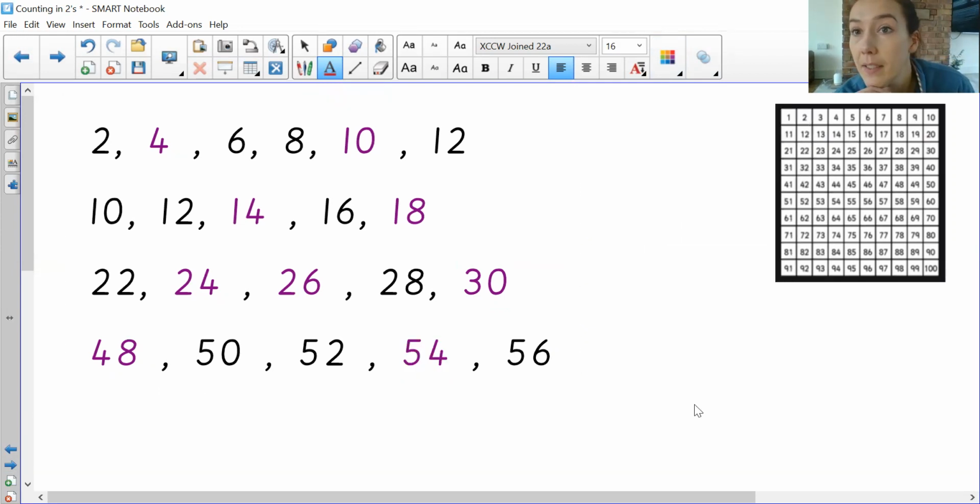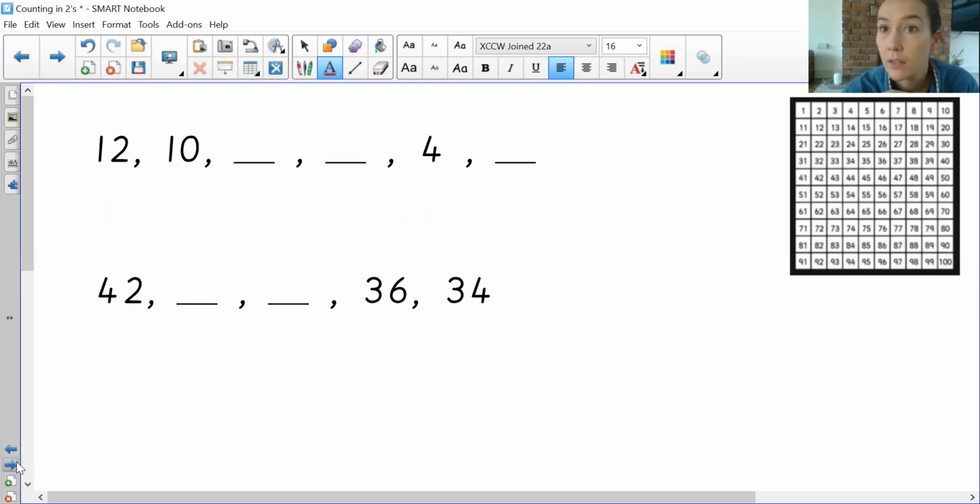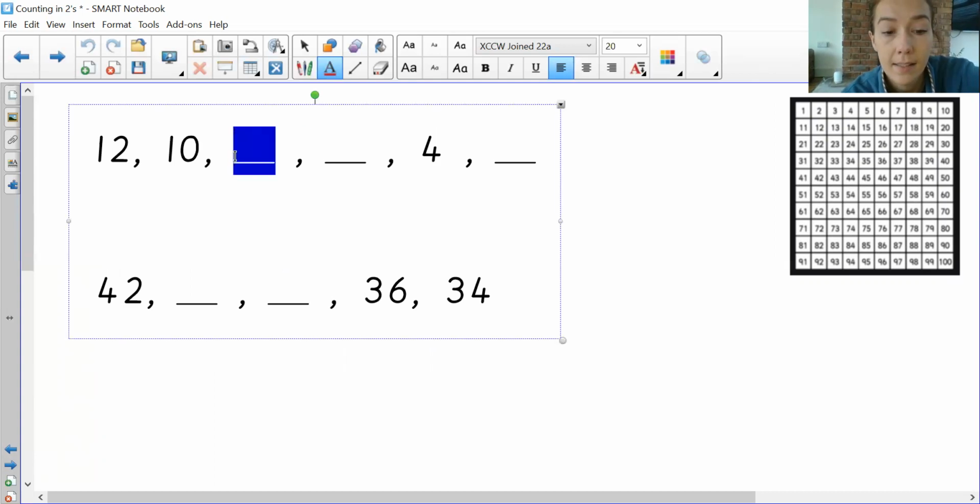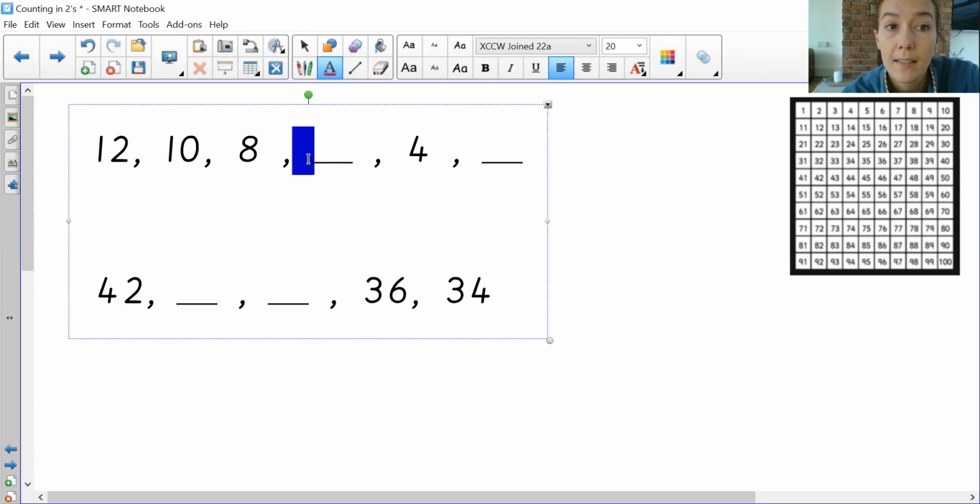If you find sequences like that in your questions, that's what you're going to have to do to find the missing numbers. These ones, instead of increasing, which means getting bigger, are decreasing, so they are going down. On this one, we've got 12, 10, then thinking about using your number grid, 2 less than 10 is going to be 8, and then 2 less than 8 is going to be 6, and then 2 less than 4 is going to be 2.